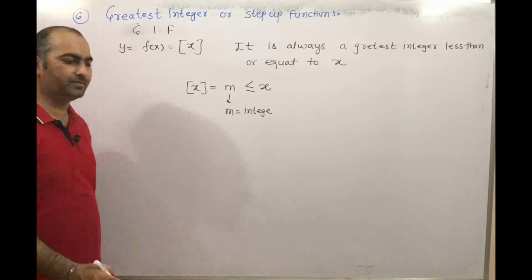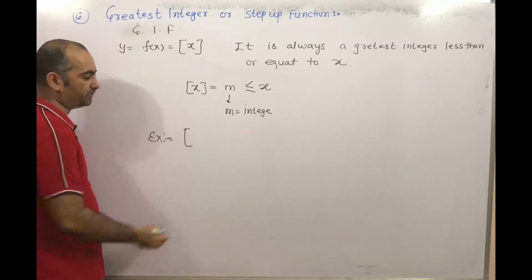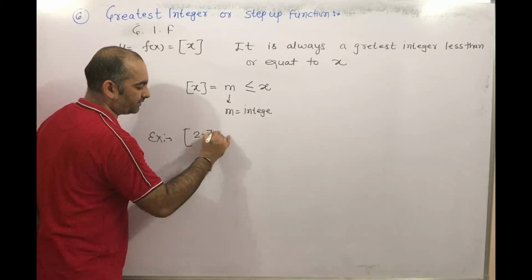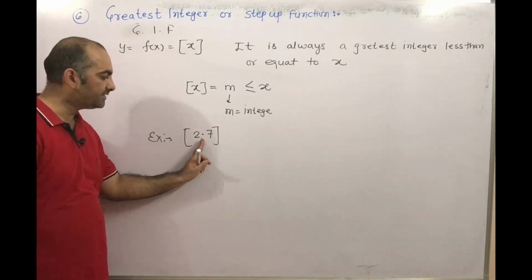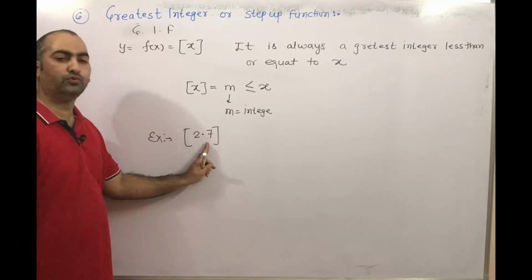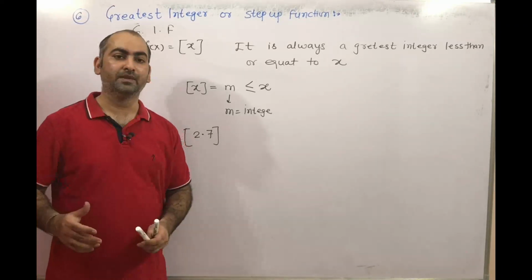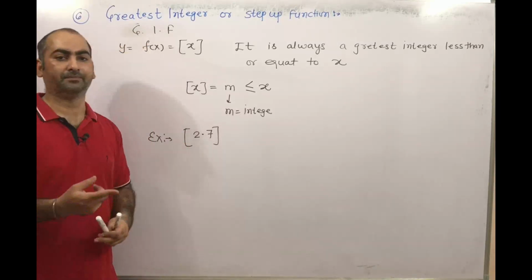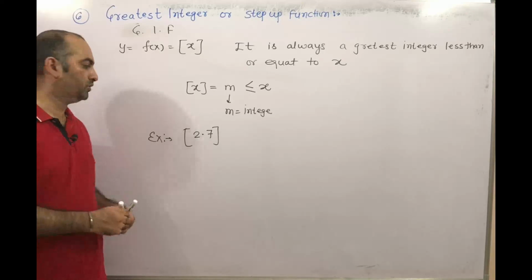Okay, for example, the greatest integer of 2.7. So what is the integer less than 2.7? Less than 2.7 we have 2, 1, 0, but we want the greatest integer among them. So among 0, 1, 2, what is the greatest integer? 2. So 2 will come here.